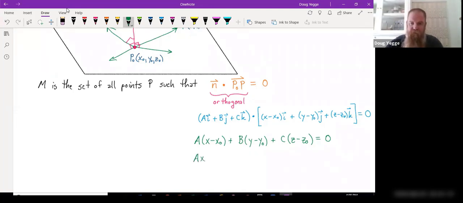Now, why don't we move things around a little bit here? Why don't we distribute and get ax, distribute the b to get by, and distribute the c to get cz. But then we'd also have these other terms subtracted. So we would have ax0, by0, and cz0. So let's go ahead and move those to the other side.